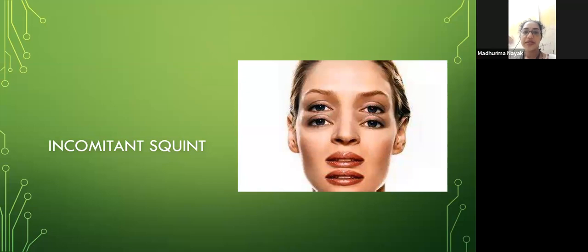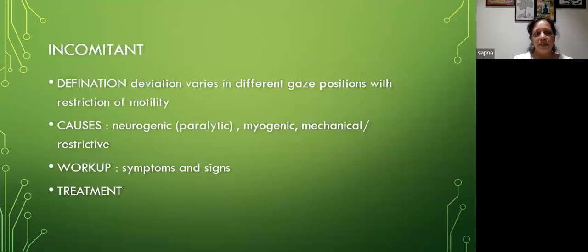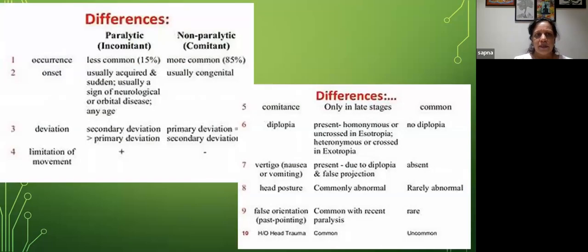So the incomitant squint, by definition, the deviation varies in different cases. The causes are neurogenic, myogenic, mechanical, and the differences between paralytic and non-paralytic. The important thing is the secondary deviation is more than the primary deviation. There is limitation of movement. The presenting complaint most of the time is diplopia, and there can be a head posture.